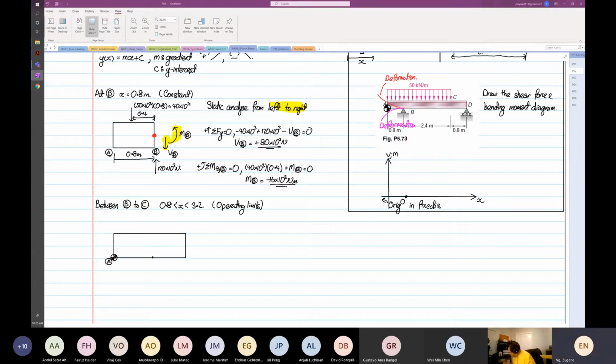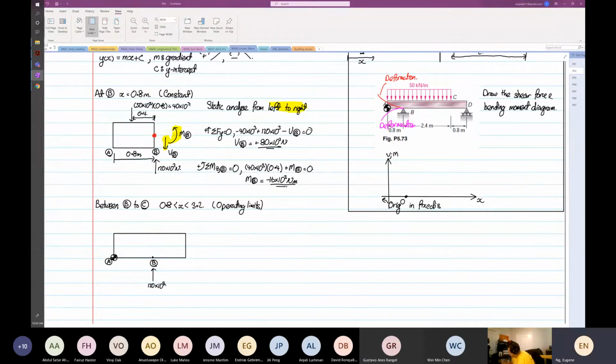This is our point C. Sorry, point B. All right, this is our point B. And then at our point B, we know that we have a force. So the first thing to sort out is all your loads. Okay, so we have point B at 120 times 10 to the power 3, right?